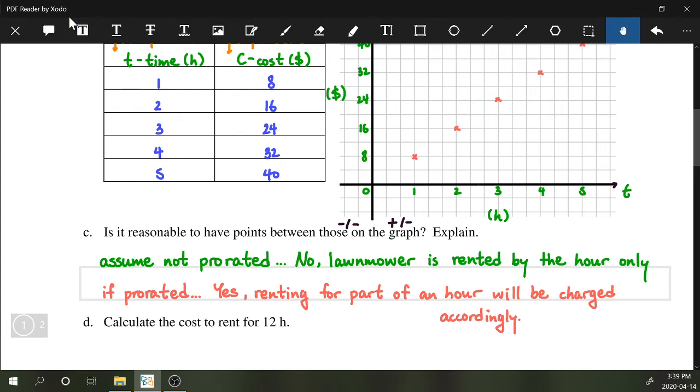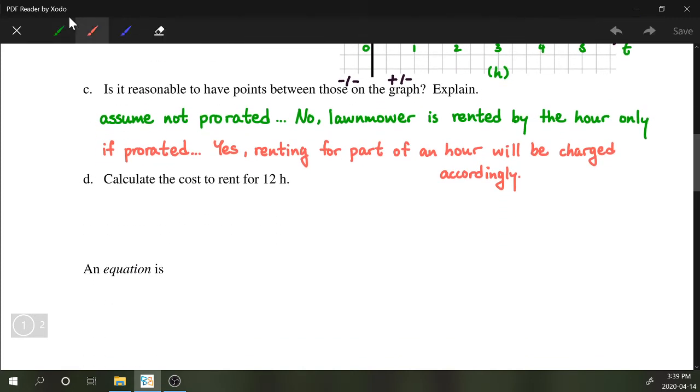Okay, so next part, we're going to go ahead and calculate the cost to rent for 12 hours using just the formula that we're given. So of course, C is equal to 8 times T. So we can substitute in this time around 12 for the time, and 8 times 12 is $96. And again, this is for 12 hours.